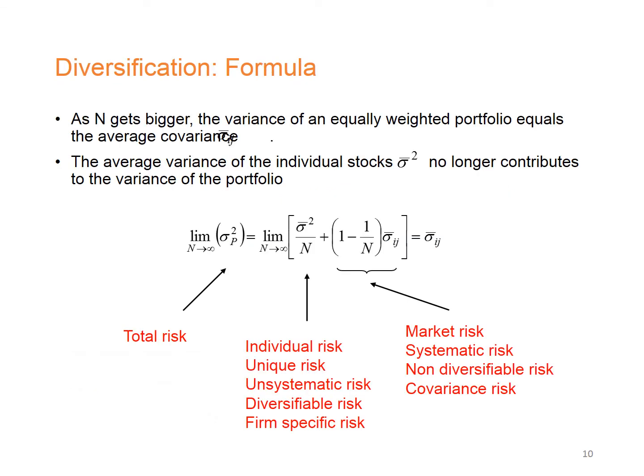In this formula, total risk consists of individual risk and market risk. There are two parts in the equation. The number of stocks, N, is the denominator in the equation. As N increases, the variance of the portfolio decreases. The variance of the portfolio approaches the market risk.